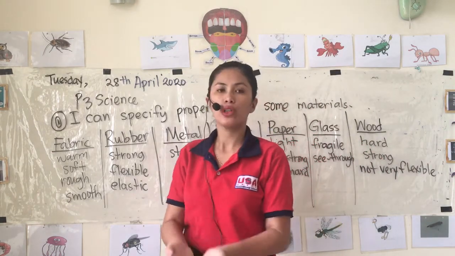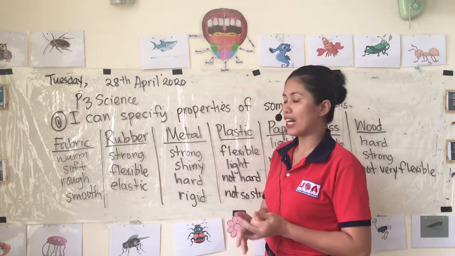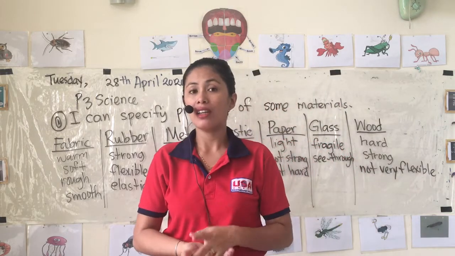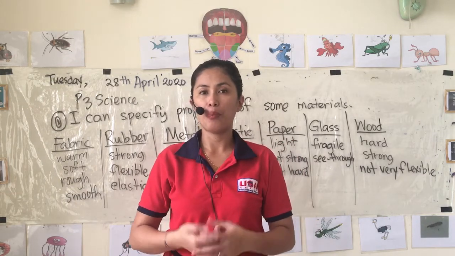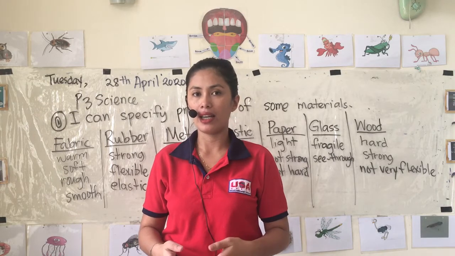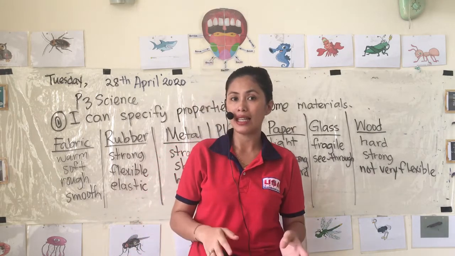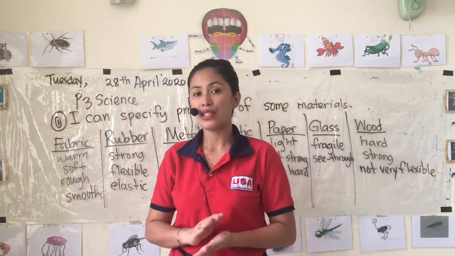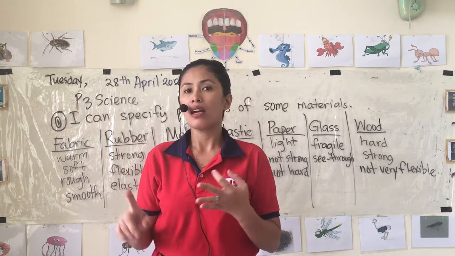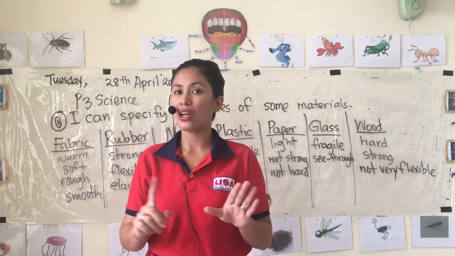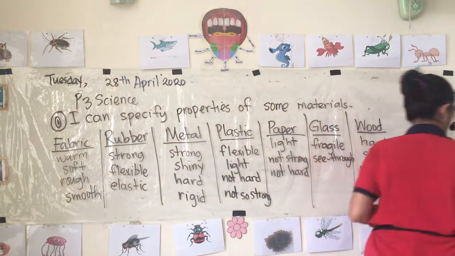I am good. I am glad that it's Tuesday today, and it's the 28th of April 2020. Yesterday, I showed you about the properties of materials, right? So when we say properties, those are like distinguishing qualities that you can use to describe a certain material. So you can say its size, its shape, its color, temperature, its weight, and I will show you today.